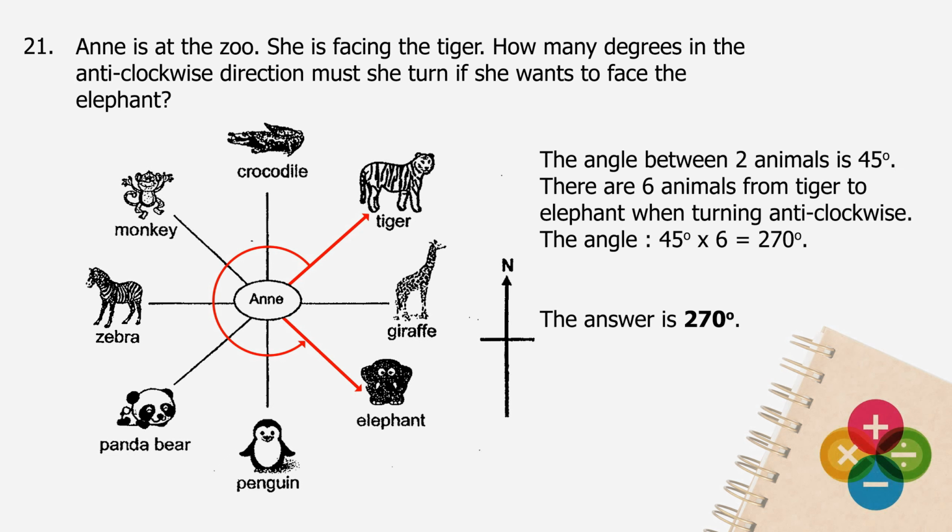The angle between two animals is 45 degrees. There are 6 animals from tiger to elephant when turning anti-clockwise. The angle will be 45 degrees multiplied by 6, and the product is 270 degrees. The answer is 270 degrees.